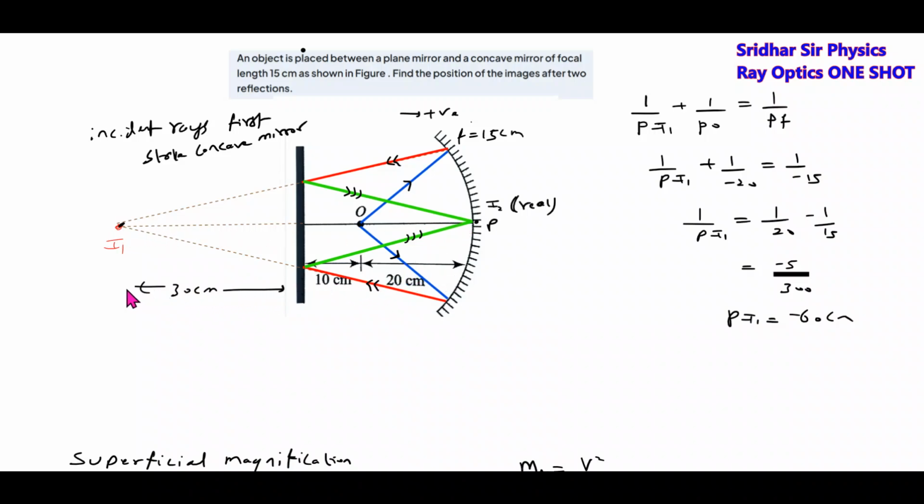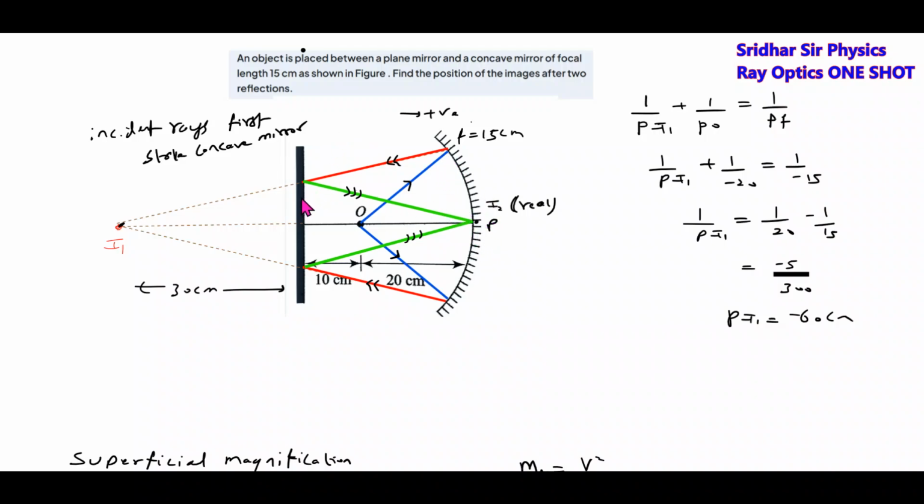This I1 will become the object for the plane mirror. A virtual object will form a real image, the I2. So this will be 30 centimeter. If the virtual object is 30 centimeter, the real image will be at a distance of 30 centimeter. The final image will form at the pole of the concave mirror.